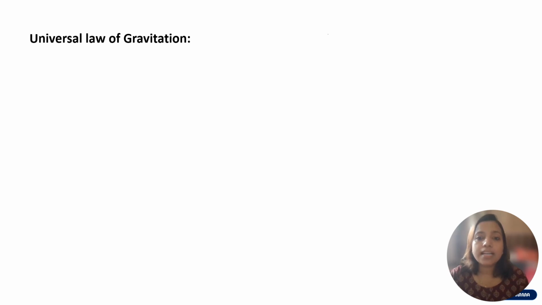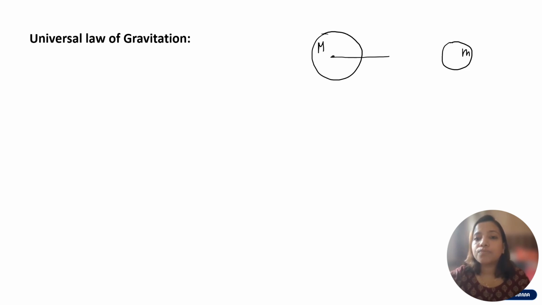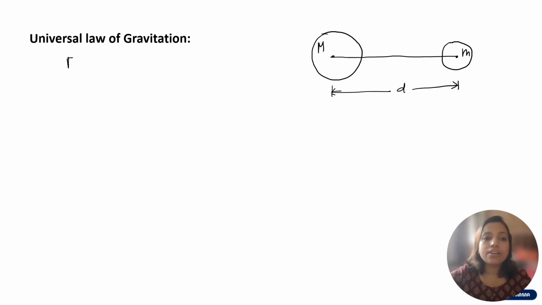Let's imagine these are the two objects, and let's say the mass of this object is capital M and the mass of this small object is small m. The distance between these two objects is, let's say, small d. According to Newton, the gravitational force is directly proportional to the product of the masses, M into m, and inversely proportional to the square of the distance.